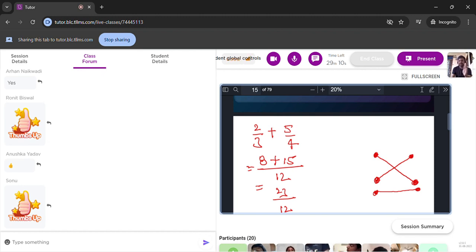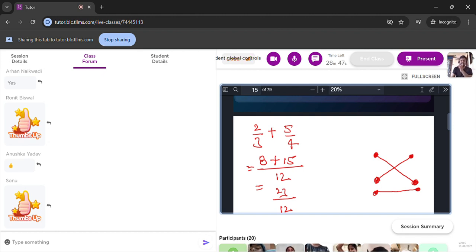As you can see here, in the denominator the number is 3, and you divide 12 by this 3. After division you will get 4, and to whatever number you get after division, you have to multiply the number present in the numerator. Here the number is 2. So you multiply 2 and 4, and you will get 8.